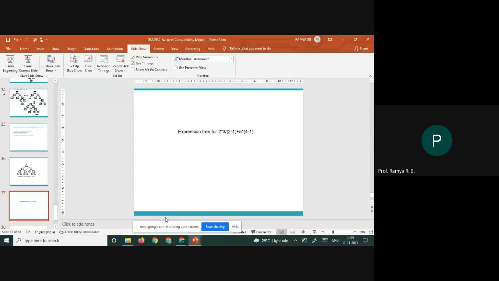I said another way in which the question can be asked regarding expression trees: you will be given a mathematical expression and you will have to draw the corresponding expression tree for that particular mathematical expression. So I just asked you to try drawing the expression tree for the given mathematical expression. Take a minute and everybody draw the corresponding expression tree for this expression.